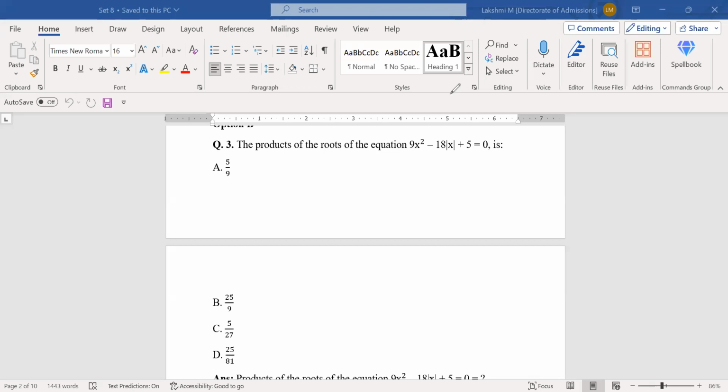Now I am confused if this is A. Now I think D also started coming. Siddharth, Manish, a lot of people have given me D. A is 5 by 9, D is 25 by 81. I think most of them are A or D. The options that are coming in the chat box are A or D.